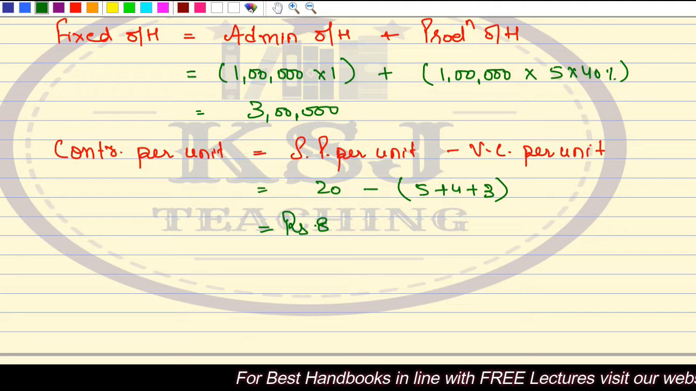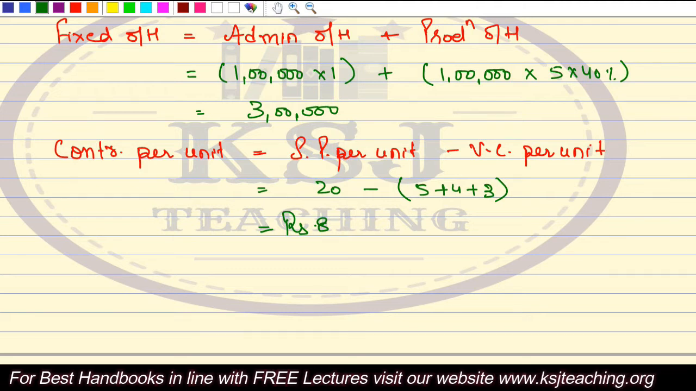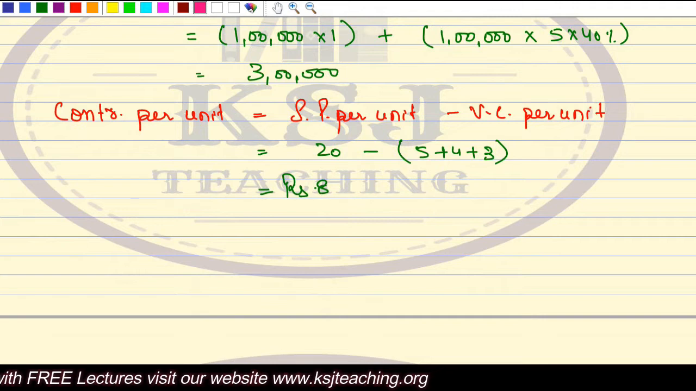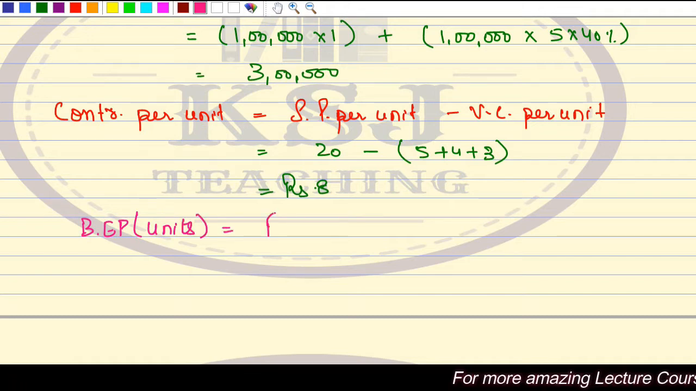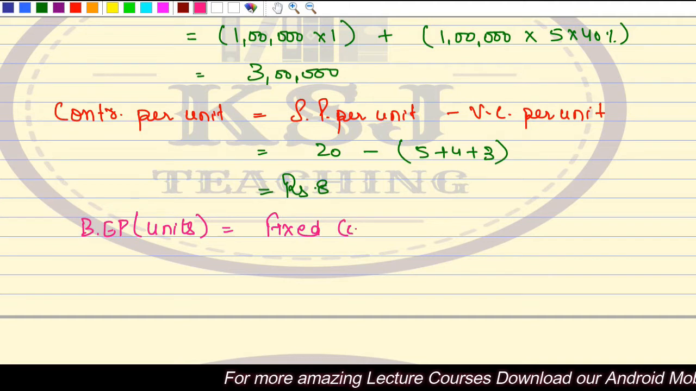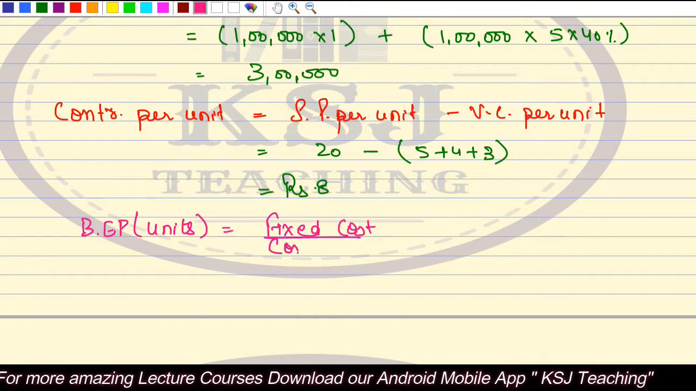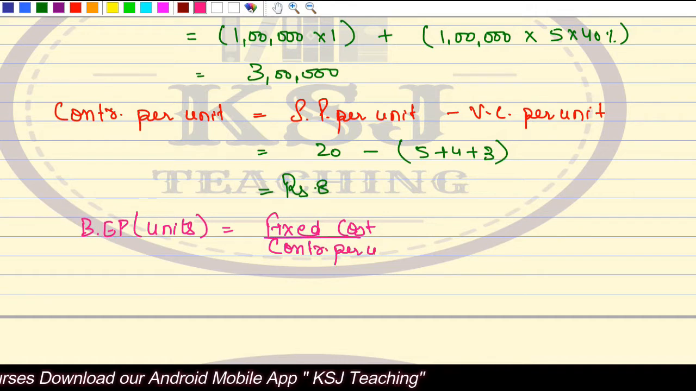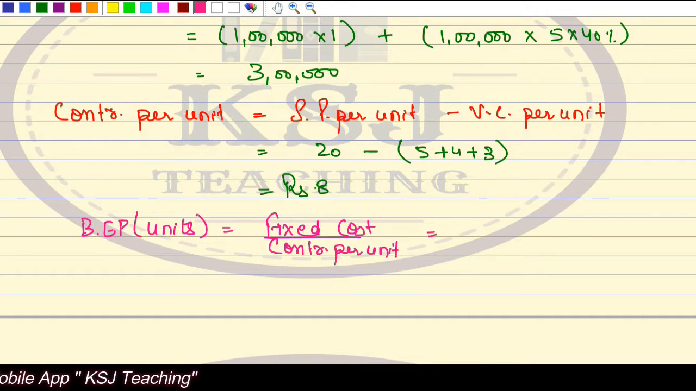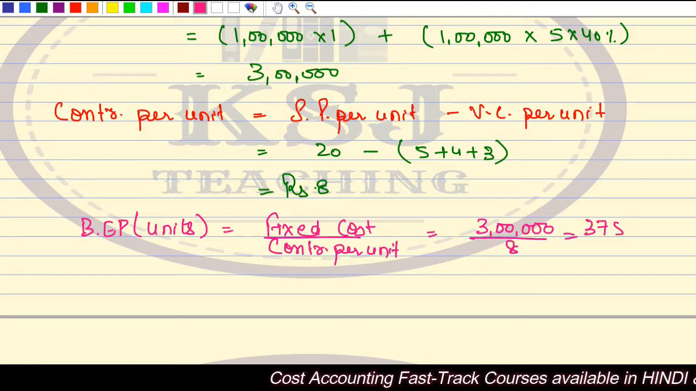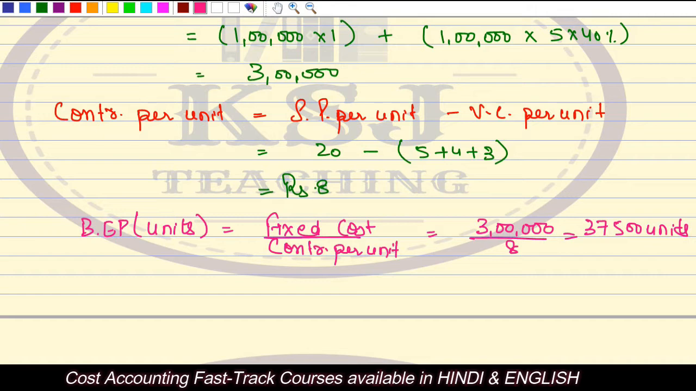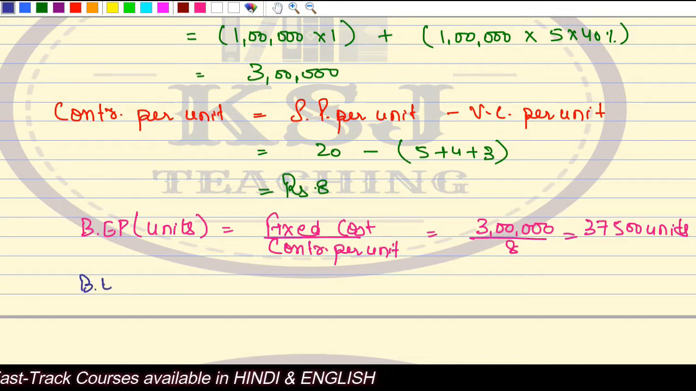So from here, you can calculate the break-even point in units and in value also, as you wish. So what is your break-even point in units? Break-even point in units is fixed cost divided by contribution per unit, right? So what is your fixed cost in this case? Fixed cost is 3 lakh divided by contribution per unit, which is 8. So 37,500 units, right?